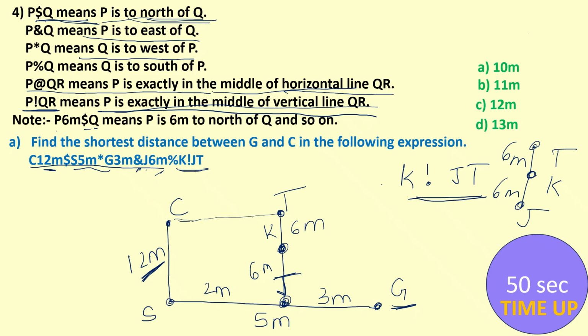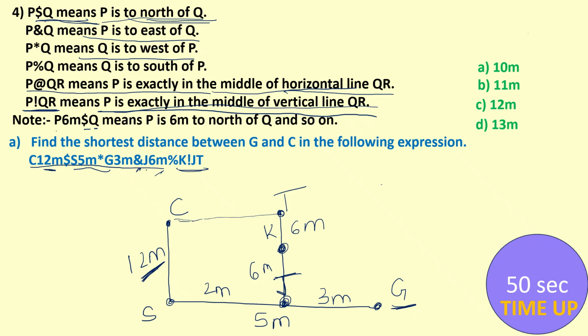Understanding, right? Okay. Now, what question have they asked you? This is the diagram you got. Now, what question have they asked? That what is the shortest distance between G and C? Now, where is G? G is here and your C is here. Okay. So, we want the shortest distance between G and C.